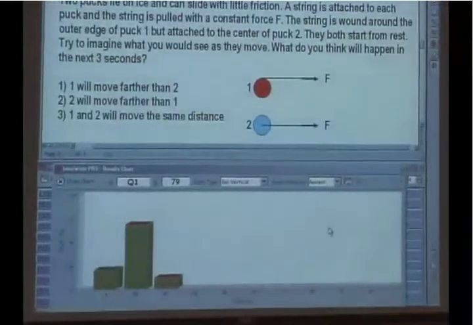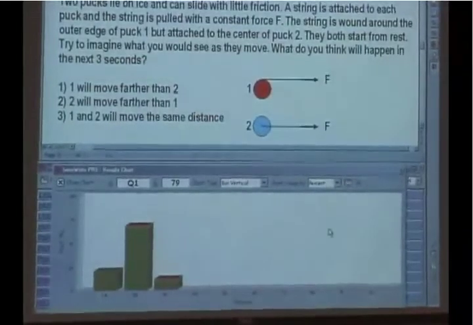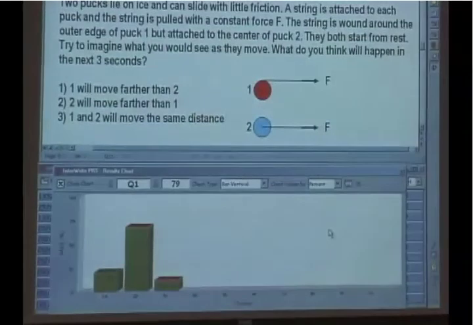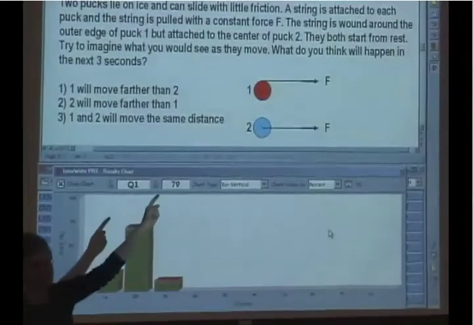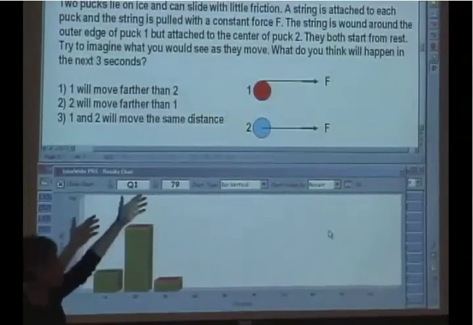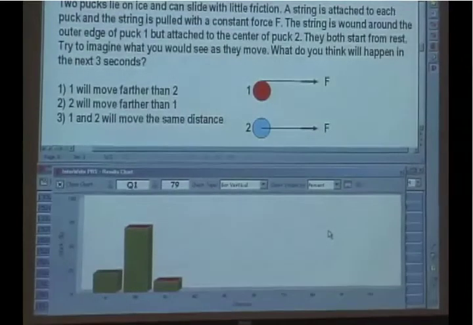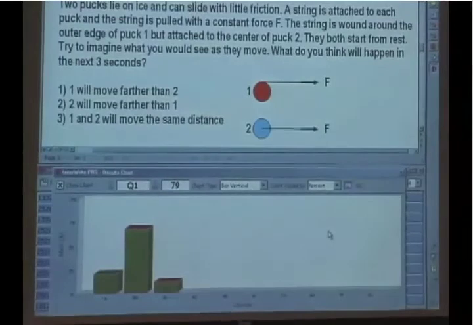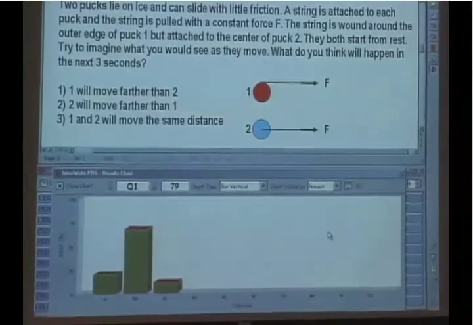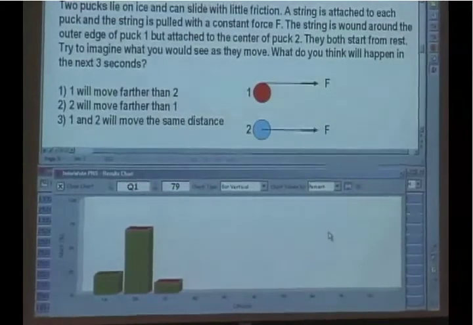Okay, the most popular prediction is that 2 will move farther than 1, and that's what most people say. And can someone say why you think 2 will move farther than 1? Seems sort of, yes. 1 is going to spin. 1 is definitely going to spin.